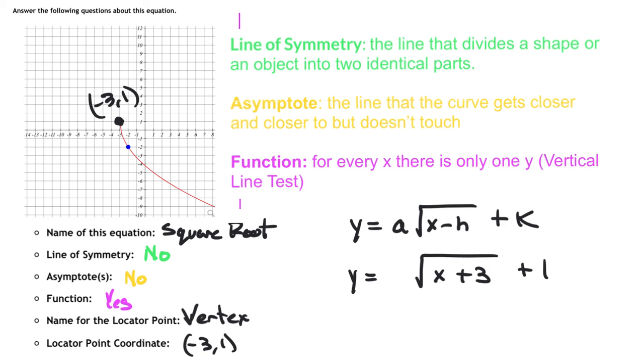To find your a value, you see the blue dot on the graph. You go 1 to the right. It looks like we're going down 3, so that means that your a value is -3. So that is how you write the equation for a square root.